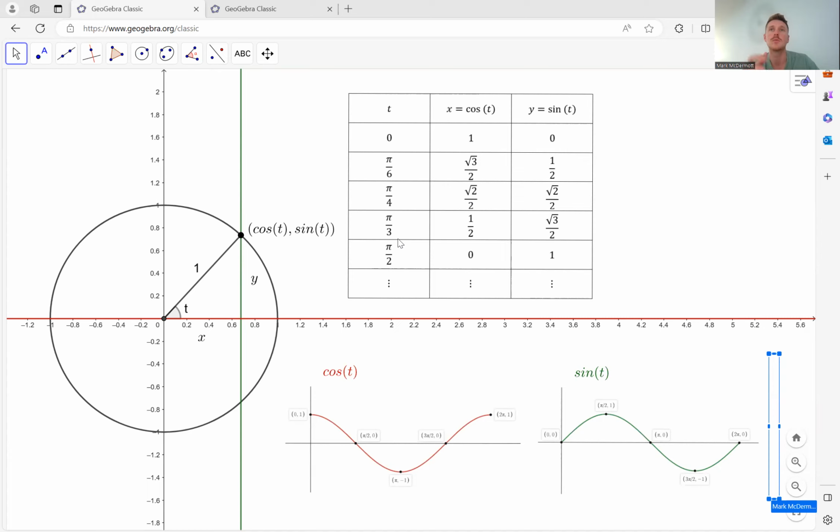So what we can see is that we've parameterized our unit circle using this parameterization up here, x equals cosine t and y equals sine t. And that just represents the coordinates.